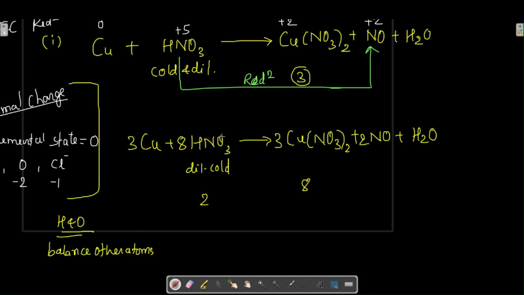Okay, done. Hydrogen, how many? 8. Once copper and nitrogen are done, come to hydrogen. Hydrogen 8 here, 2 here. Make it 4, 4 into 2 is 8. If you check, oxygen is already balanced. 8 into 3 is 24. 3 into 2 is 6, 6 into 3 is 18, plus 2 plus 4 is 24. So if you check, all of them are balanced.